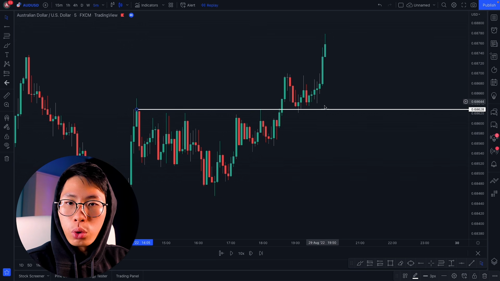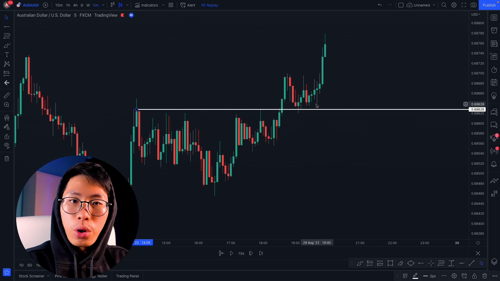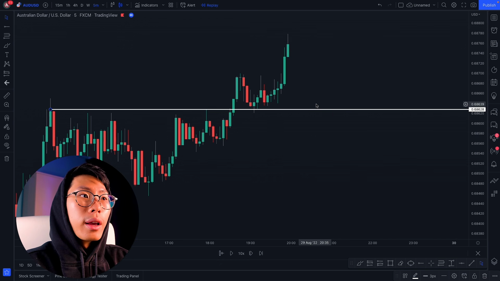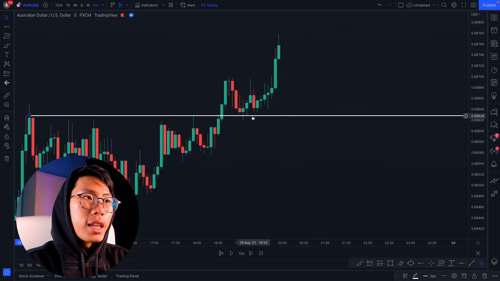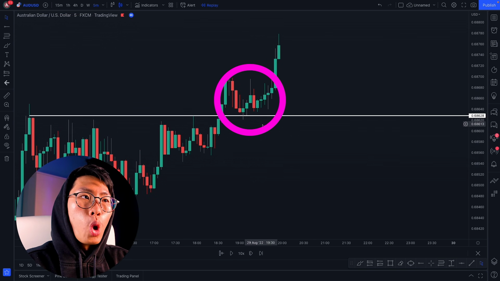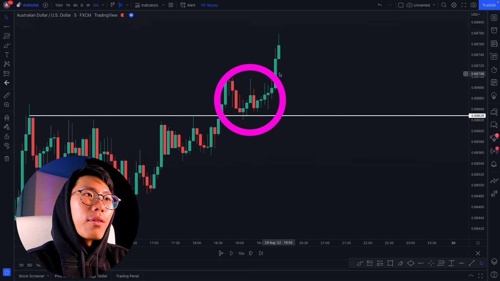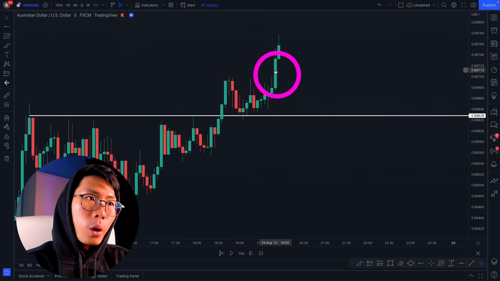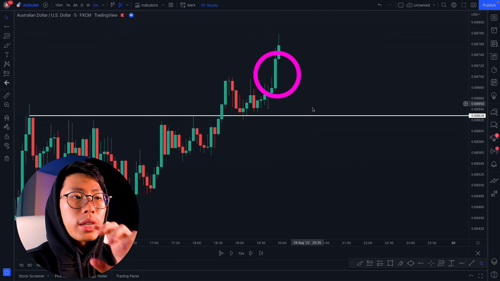So the moment it comes back down to retest this area, we are waiting for some sort of confirmation for us to enter for the trade. And as you can see in this case, price gave us multiple long lower wick candles right here, and then it gave us a bullish engulfing candlestick right here, which shows us that price is going to reverse and it's going to head back up.